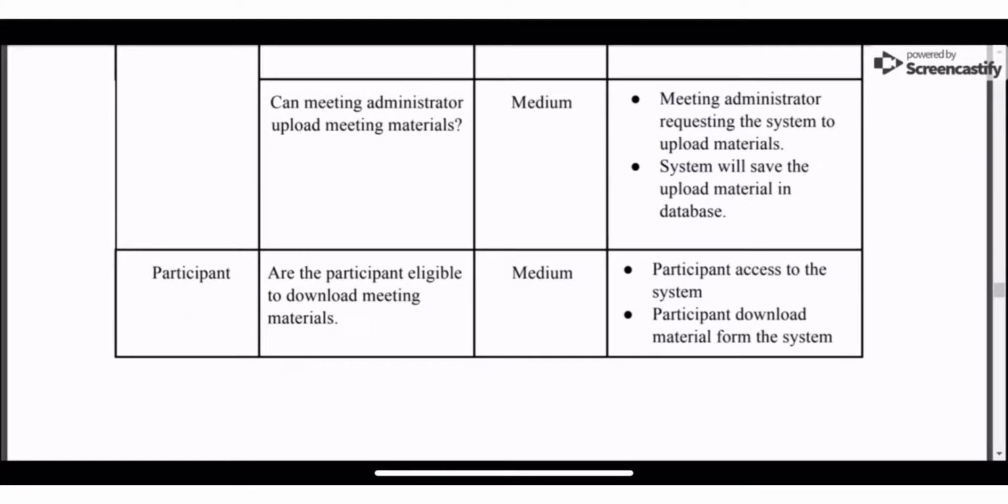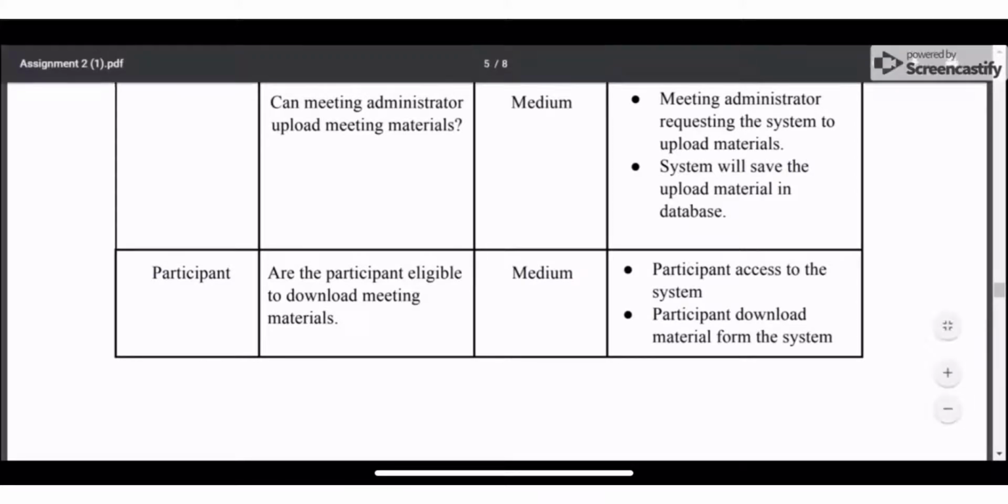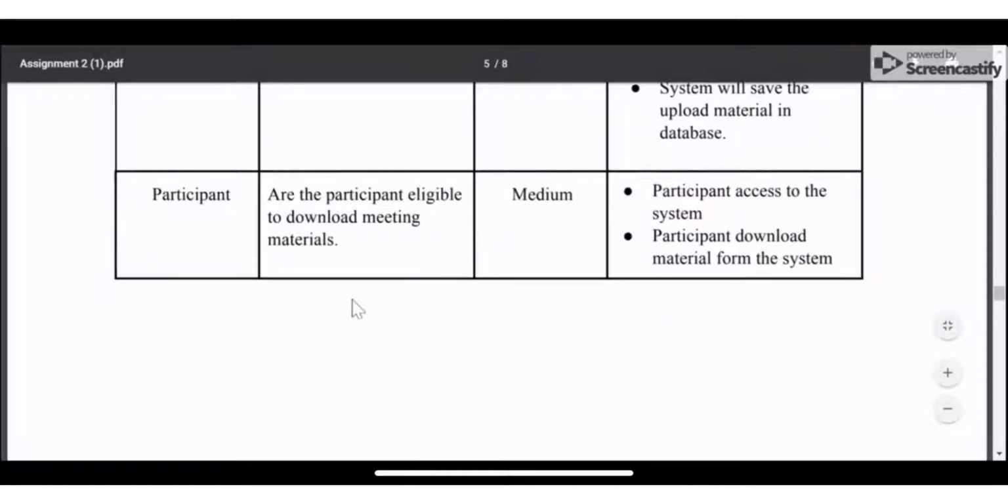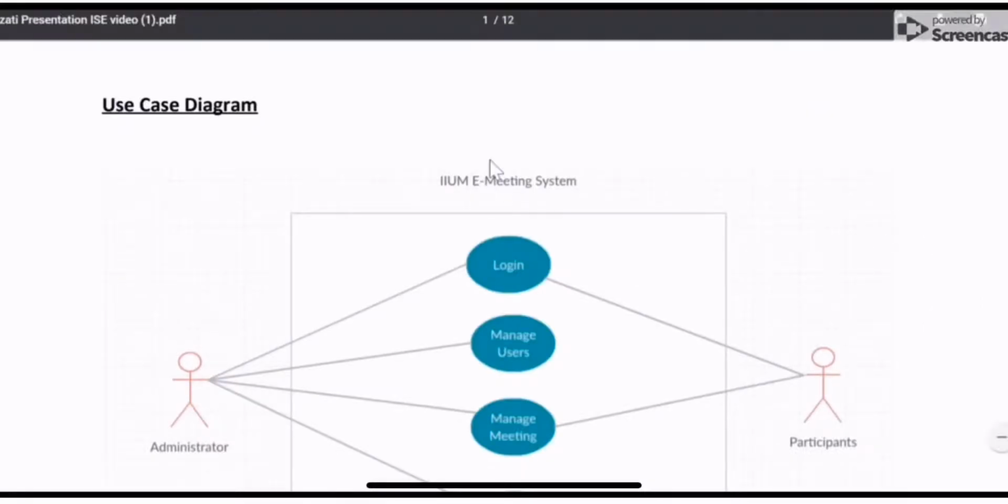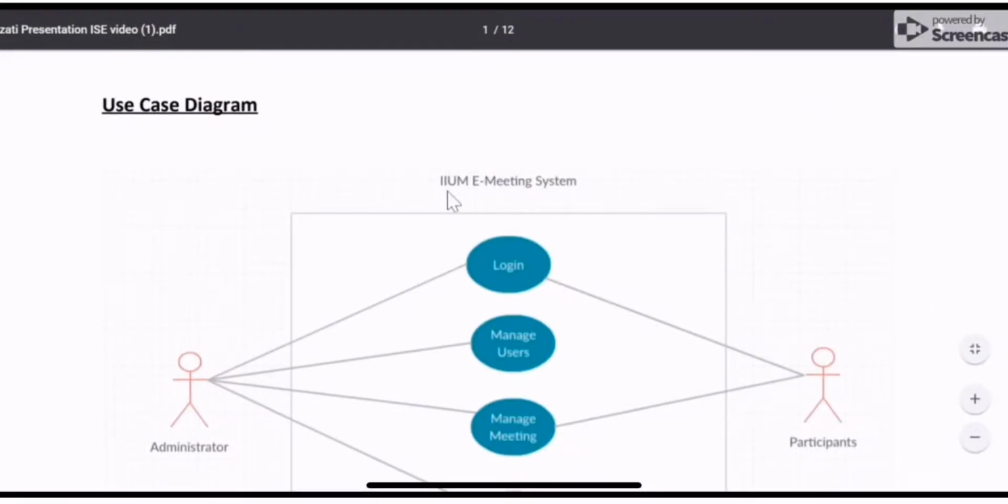After that is the participant as the actor, and the goal is: is the participant eligible to download meeting material, and the priority is medium, and the brief is participant accesses the system and participant downloads material from the system. My name is Norizati and I am going to present our use case diagram.